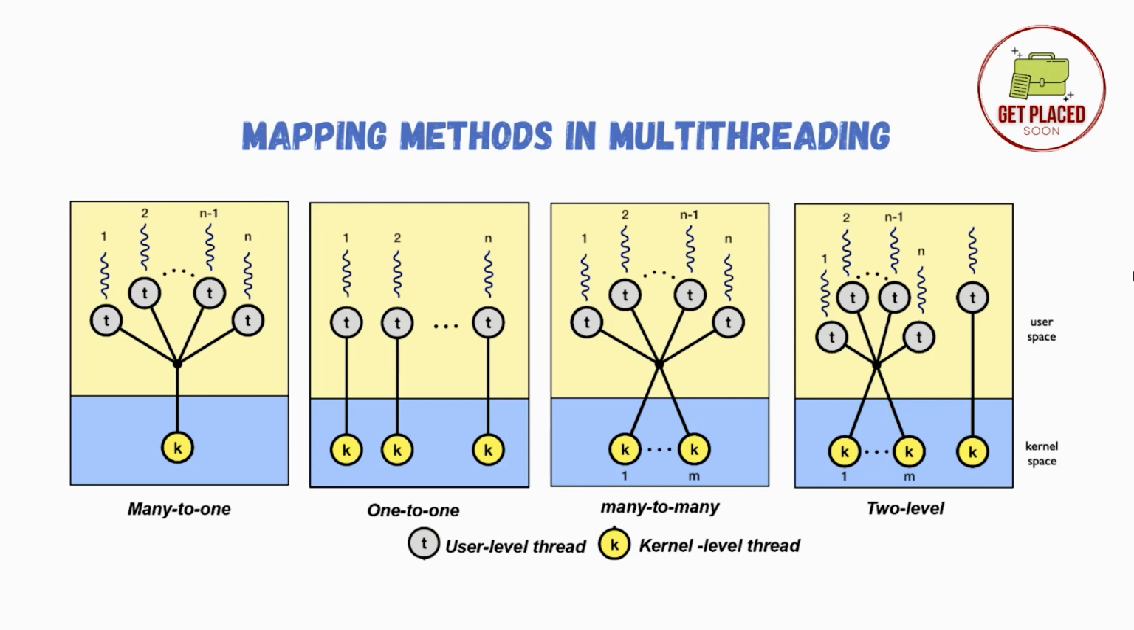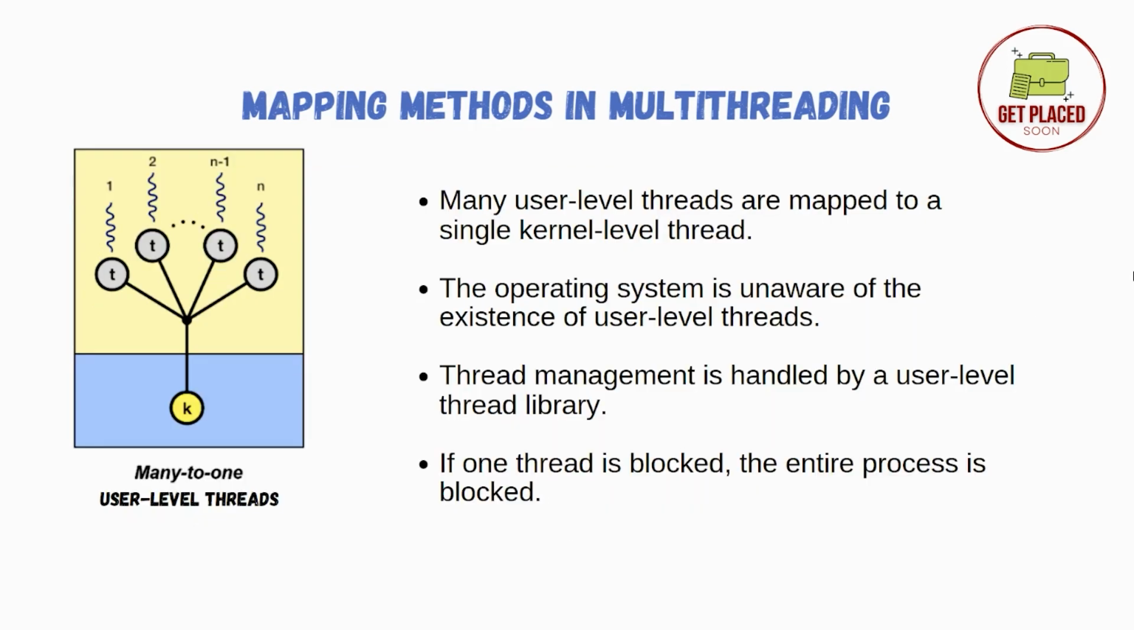There are four different models. One is many to many, one to one, many to one, two level. Now let's discuss one by one how this mapping is done. Let's get started. The first mapping method we are going to discuss is many to one. Many to one is maintained by user level threads. Many user level threads are mapped to one kernel level thread. That's why it is called many to one. Many user, one kernel. The operating system is unaware of the existence of user level threads. That's why if there is any problem, if there is any blockage, the entire process is blocked.